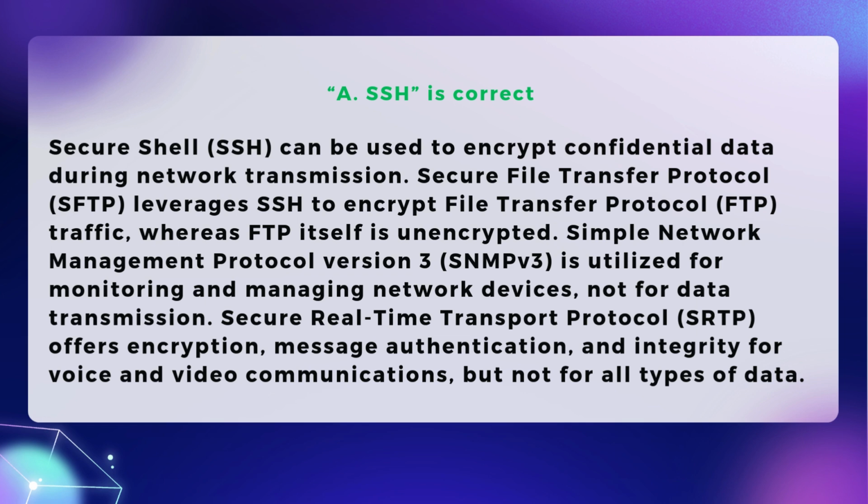The correct answer is A. Secure Shell, SSH, can be used to encrypt confidential data during network transmission. Secure File Transfer Protocol, SFTP, leverages SSH to encrypt File Transfer Protocol, FTP, traffic, whereas FTP itself is unencrypted. Simple Network Management Protocol version 3, SNMPv3, is utilized for monitoring and managing network devices, not for data transmission. Secure Real-Time Transport Protocol, SRTP, offers encryption, message authentication, and integrity for voice and video communications, but not for all types of data.